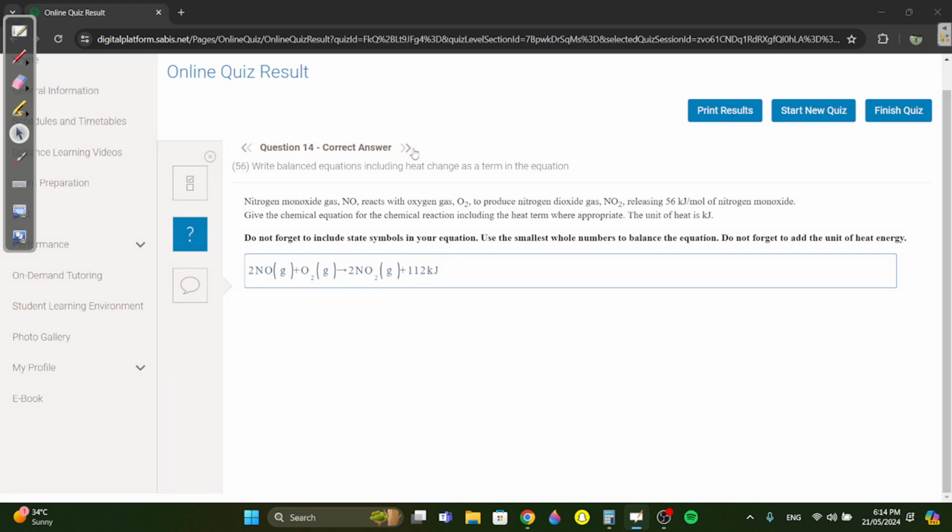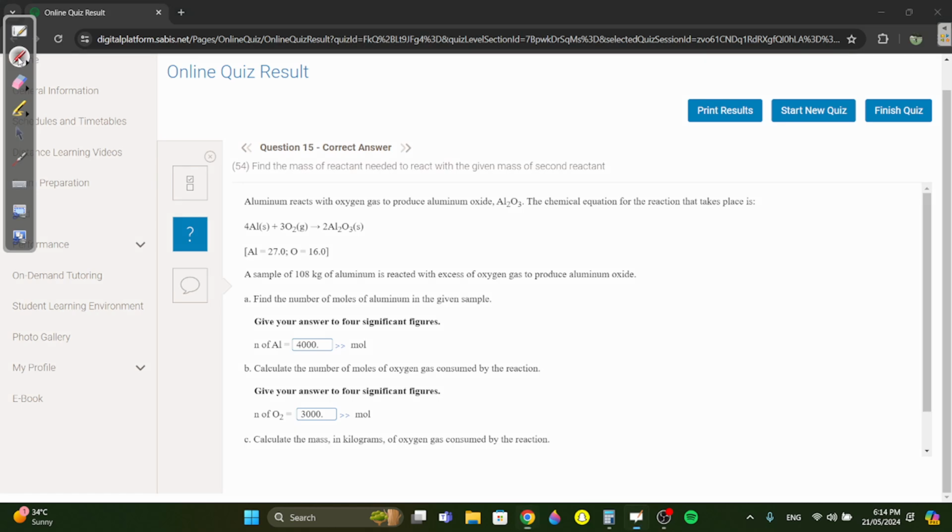Question 15. I think it starts with the old questions. Okay, this one is very easy. Hydrogen reaction. A sample of 108 kg of aluminum is reacted with excess. Excess doesn't mean we're doing limiting excess. No. The limiting excess is when they give you 2 numbers. To produce aluminum oxide, find the moles of aluminum.